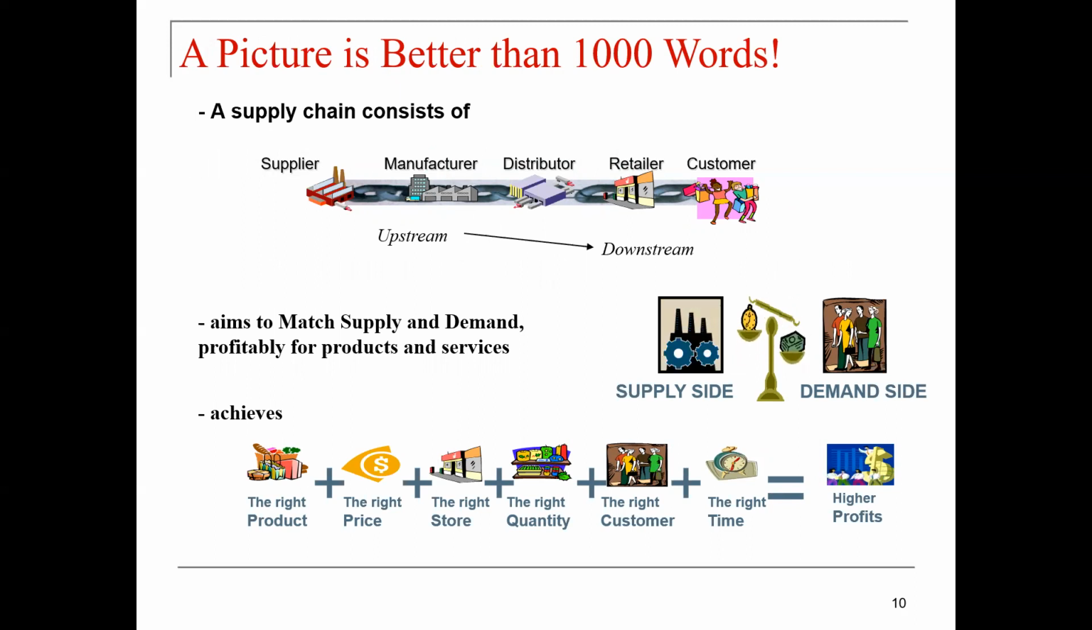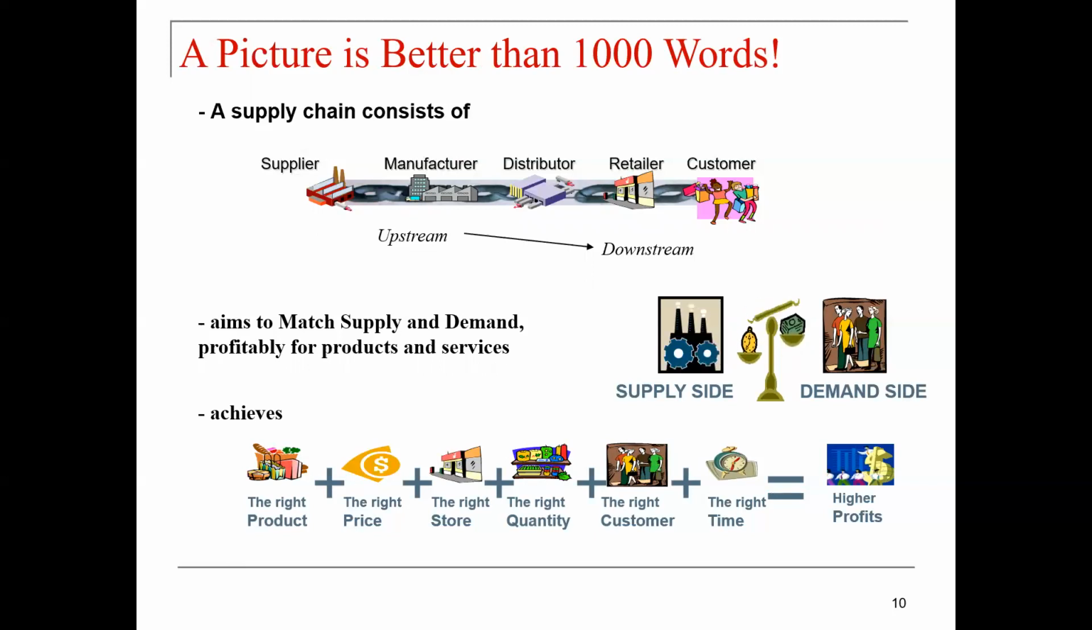As many people say, a picture is better than 1,000 words. A supply chain consists of all these pieces. It includes the upstream component, which includes the supplier, the manufacturer, and the distributor, and then we get downstream to the retailer and the customer.